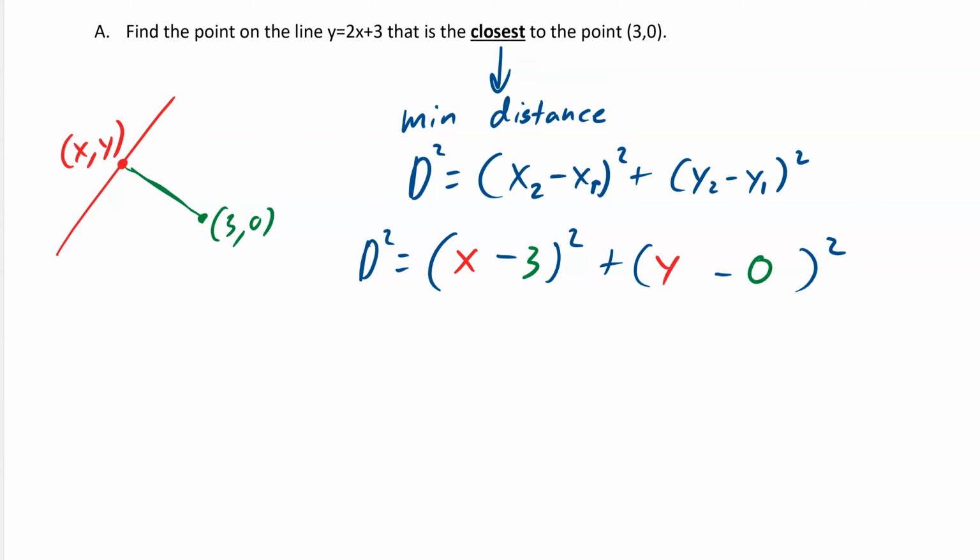And just like before, we want everything to be in terms of one variable, right? So we want our d in terms of just x or y. Well, up here it says y is equal to 2x plus 3. So we do have a secondary equation that we can use to plug it in. So this would become x minus 3 squared plus, and now we can plug it in, 2x plus 3 minus 0, which is nothing, squared.